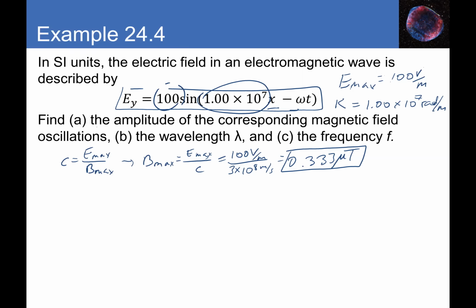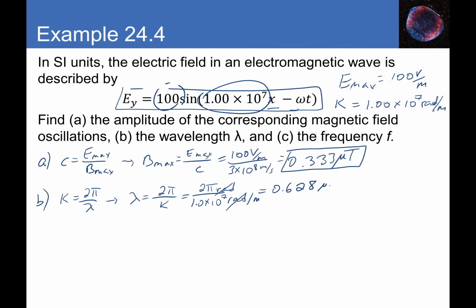Part B says find the wavelength, lambda. Well, wavelength is related to the wave number, remember? So remember, k is equal to 2 pi over the wavelength. That means wavelength is equal to 2 pi over the wave number. So we can use that. 2 pi divided by 1 times 10 to the 7 radians per meter. You can remember, this is 2 pi radians, so radians cancel out, and you get meters as a unit. We're going to get 0.628 micrometer. That's our wavelength.